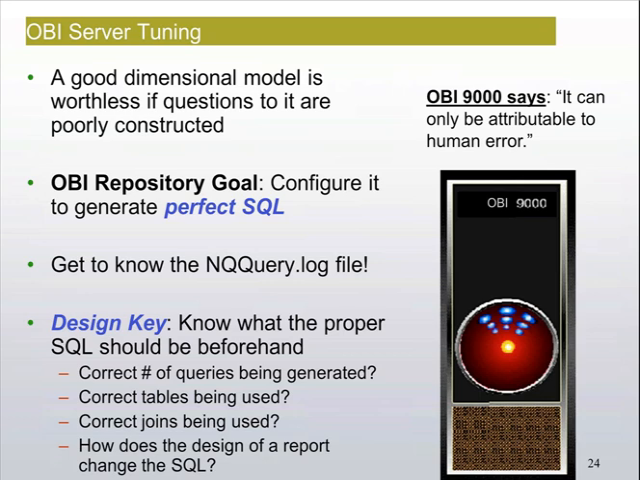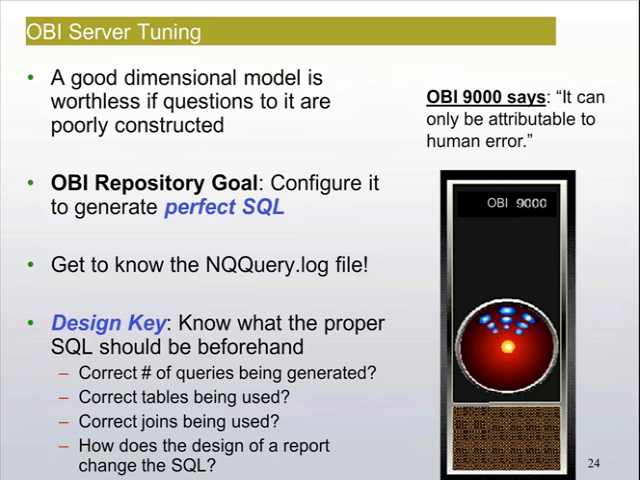OBI is pretty good at actually generating the SQL based off of the configuration you've told OBI. And if it comes out that the SQL is not correct, it's not typically OBI's fault. OBI 9000 on the right will say, hey, it's not my fault, it's human error. There's something that you didn't do right inside your repository. There's an incorrect piece of configuration or perhaps a missing piece of configuration. So we have to go back and make sure that the SQL that we're generating is perfect.